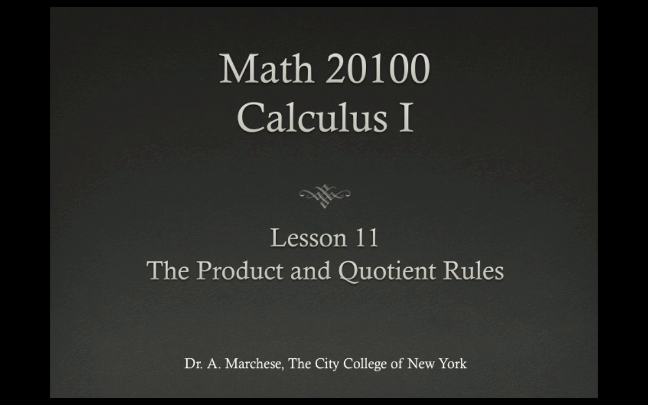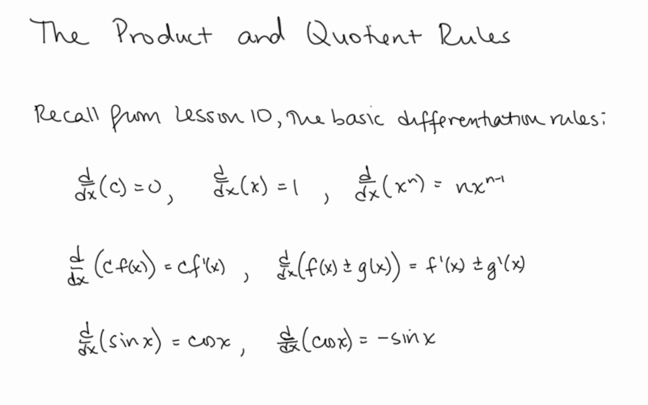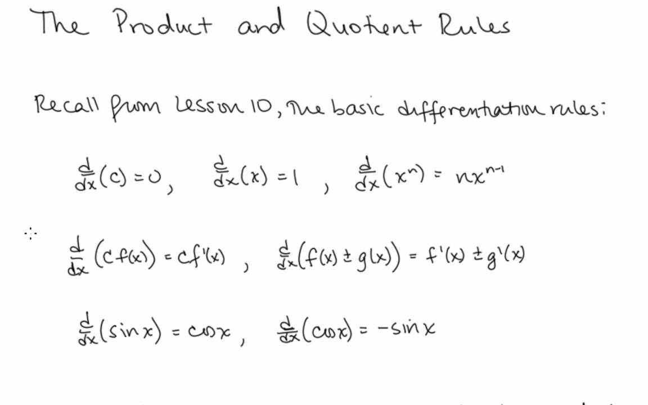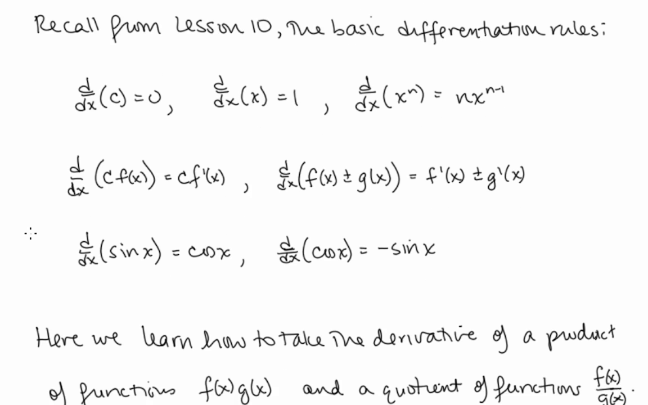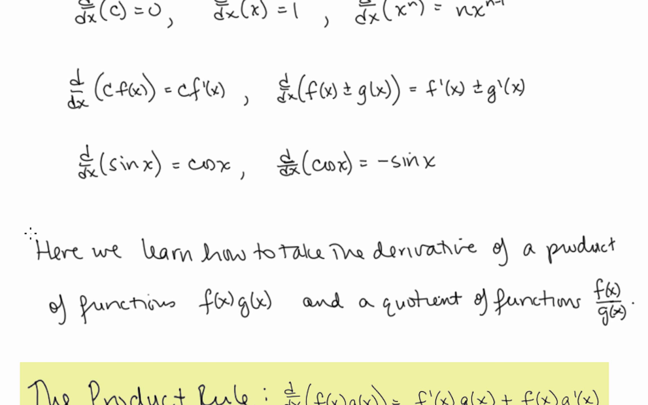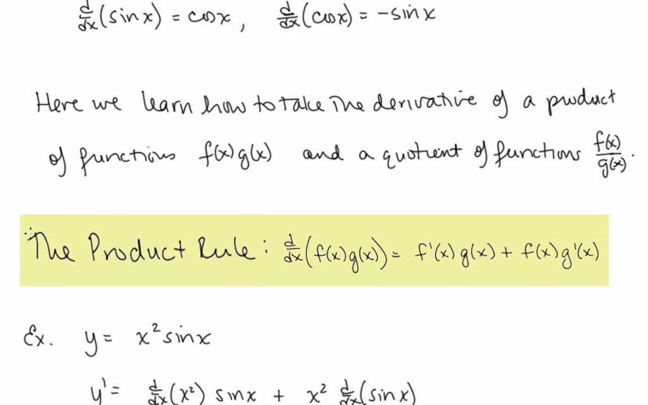This is Lesson 11 in our Calculus 1 series, the product and quotient rules. In Lesson 10, we learned these basic differentiation rules. And in this lesson, we're going to learn how to take the derivative of a product of functions and of a quotient of functions. So we'll start with the product rule.